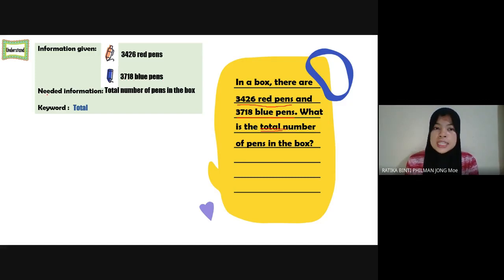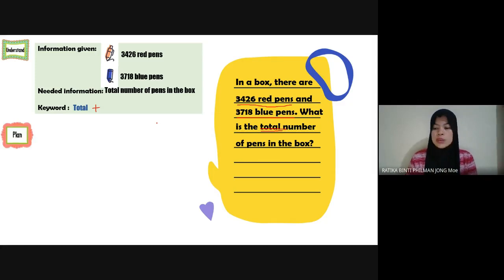Okay, the needed information. What are the information needed from you? What are the information that you need to count? Is the number of pens in the box. Ini yang dia minta. Okay, so what is the keyword? The keyword is total. Yang ini kita dah belajar minggu lepas. You can refer to the note that I give in the group. So if total, the operation will be addition. So that is the first step.